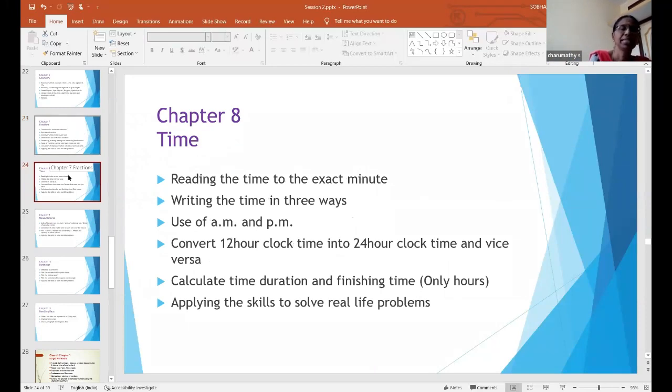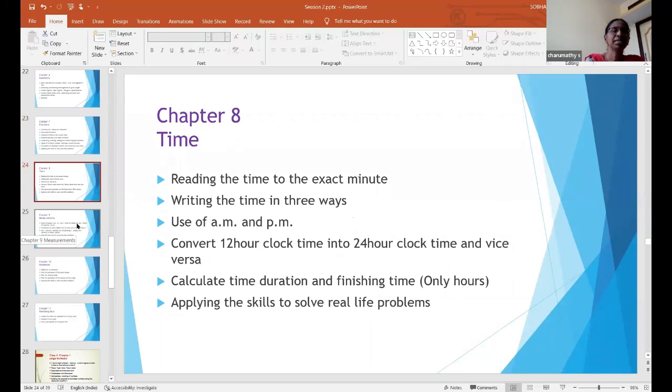Then here, reading the time to the exact minute, not like the one which we did in class 2 and class 3. Here, exact minutes, and writing the time in 3 ways. Use of AM and PM, and of course conversion of 12-hour into 24-hour clock time, and vice versa, which is very important for them in day-to-day applications.